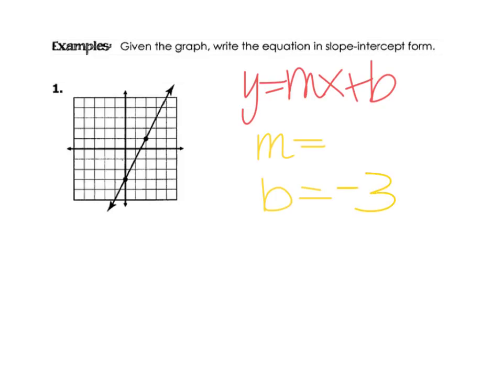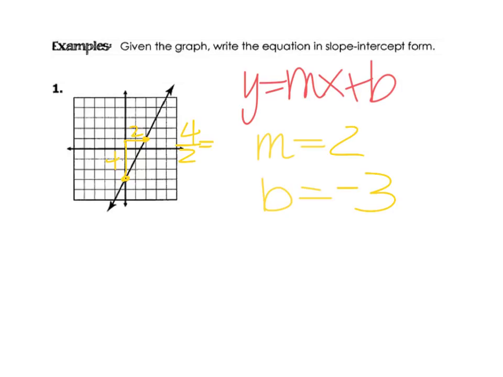Then we want to ask ourselves, what is our slope? So just like we did last lesson, we find our slope when we're given a graph by looking at our rise over run. So our rise, we're going up 4 and to the right 2. So our slope is 4 over 2, which we can simplify to 2.